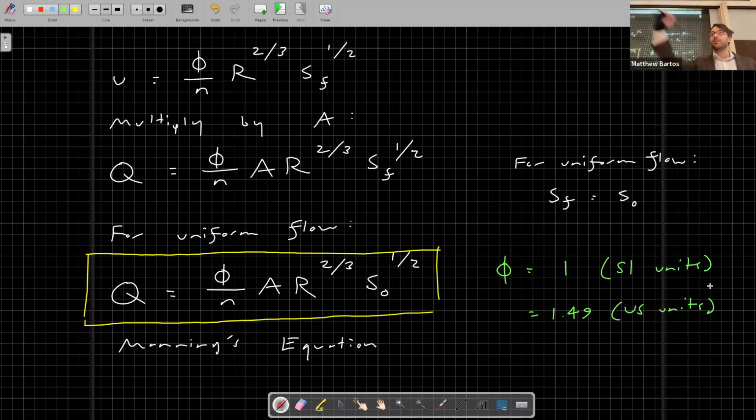Okay, are there any questions on Manning's equation? We're going to be using this pretty extensively for the next couple of weeks. So I'm going to clear up any questions now. All right, let's take a look at an example. I'll do an easy example first. We'll move to a slightly more challenging example, and then I'll give you an even more challenging example after that.